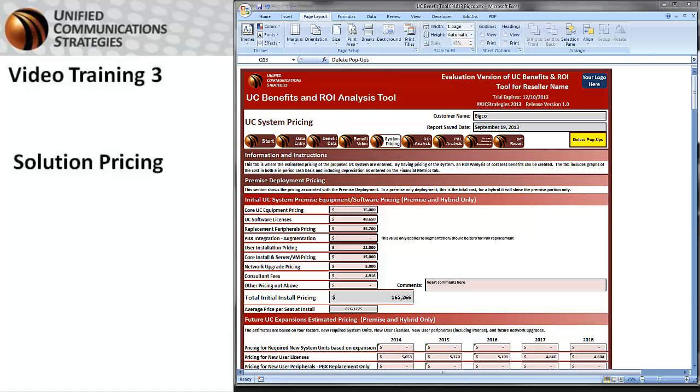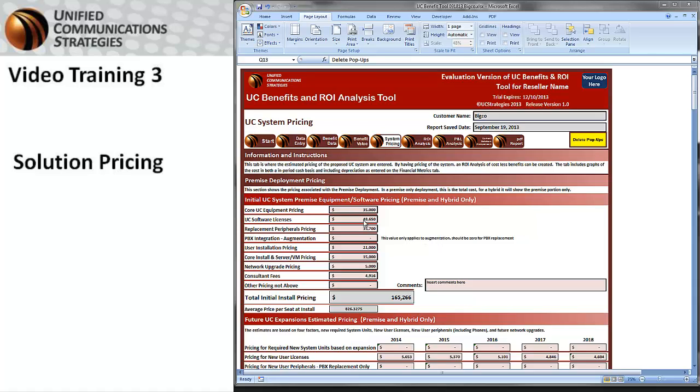Now that we have the benefits of our UC system identified, the other side is the cost. So the UC system pricing tab actually develops the pricing in one of two ways: either by a set of parameters within the tool, which your product management team can optimize to your organization's delivery, or by actually entering a specific quotation for the customer. So what you see here is at the top, the premise deployment pricing. A little bit lower down, we'll see cloud pricing.